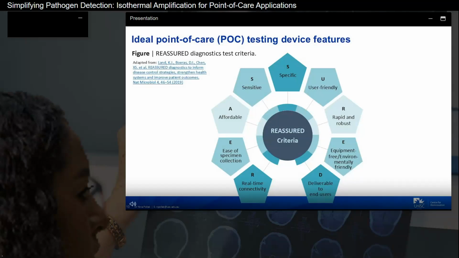It should reach the people who are most in need, no matter where they are. The REASSURED criteria set the standard for creating a point-of-care diagnostic test that not only meets high technical requirements, but also addresses real-world needs. By adhering to these principles, we can develop diagnostic tools that truly transform healthcare delivery, particularly through decentralized testing in areas where they are most needed.